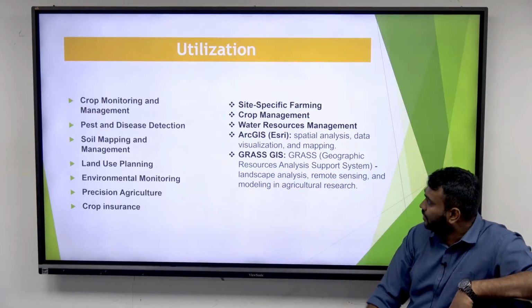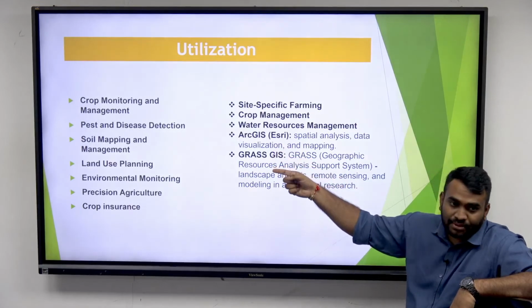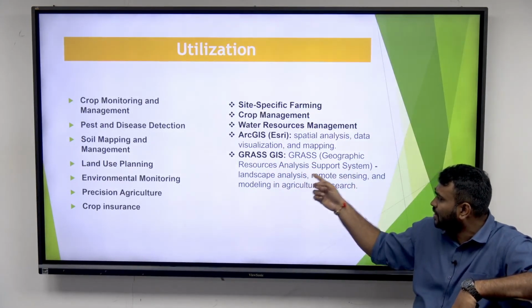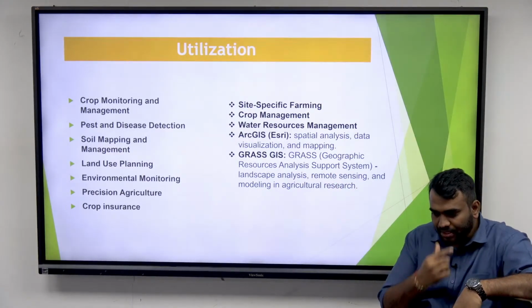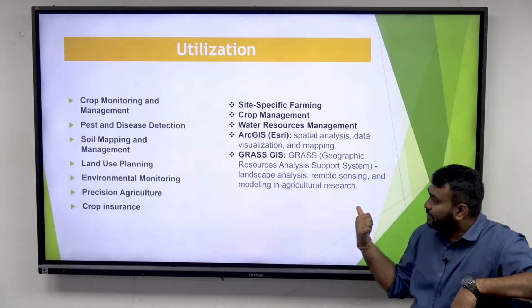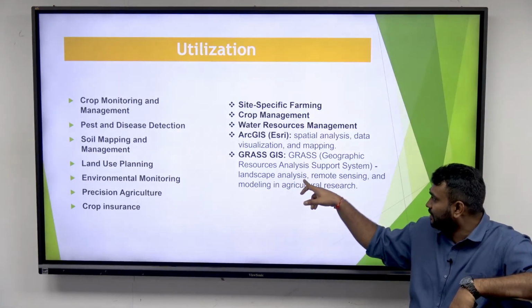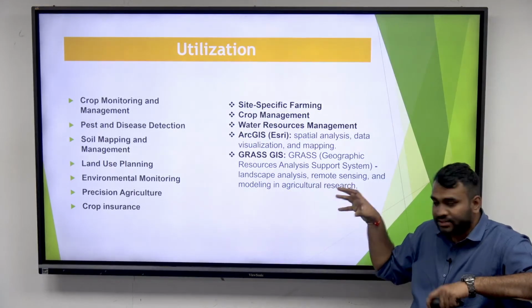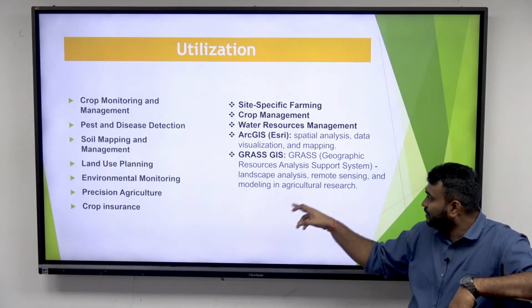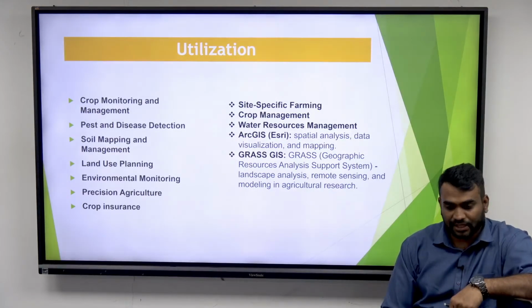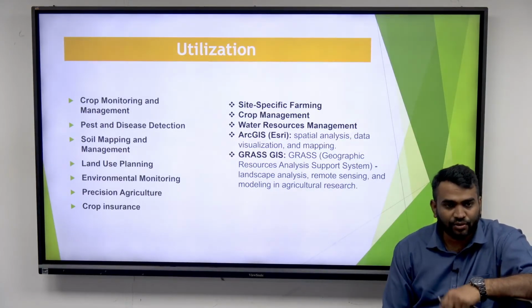For GIS, can you see here, I have given 2 examples of software. One is GRASS. GRASS stands for Geographic Resources Analysis Support System. If you put in the data of a particular landscape, it is going to do the landscape analysis, then the remote sensing data analysis, and then it is going to give you the modeling, that is, which particular model you can adopt here. At least a few software examples you should know.